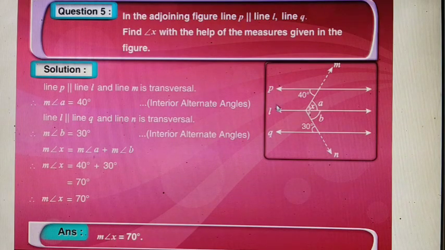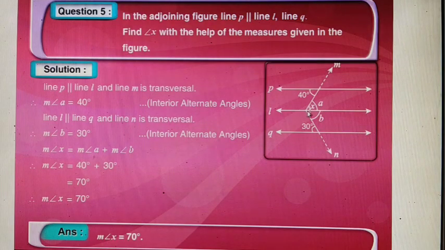Now second is line L is parallel to line Q and line N is the transversal. Here also can you see this Z-like structure is formed. Pay attention to the arrow. Z-like structure is formed. So can you see this 30 degrees is congruent to angle B, right? Therefore, if this is 30 degrees, the angle value of B will also be 30 degrees. Therefore, measure of angle B is equal to 30 degrees. Reason will come interior alternate angles.